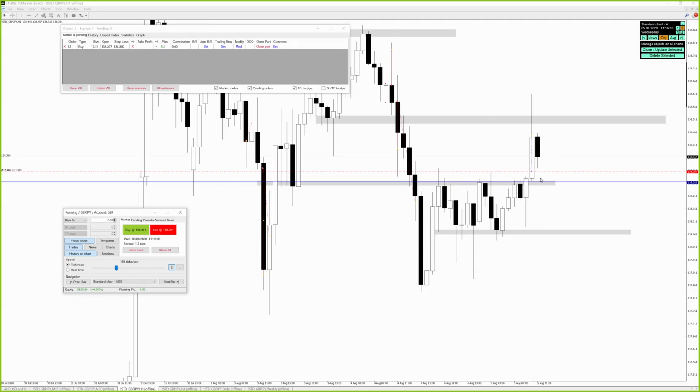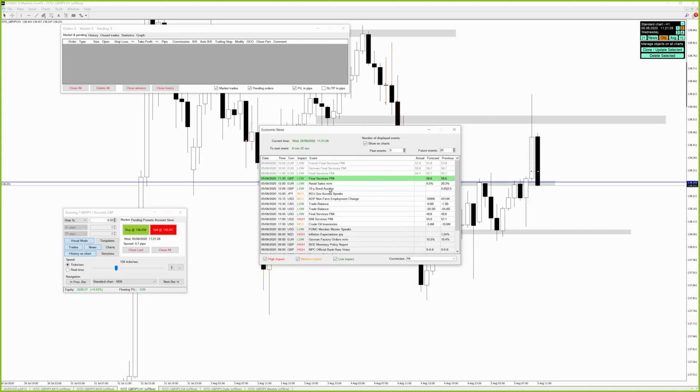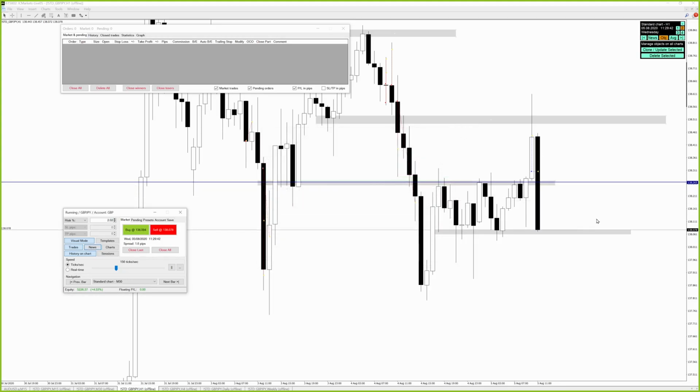If we get stopped out, we get stopped out. It is what it is. Let's see if we have any news. We have no news. We have, oh, some yen. Kuroda speaking over here. Whatever.